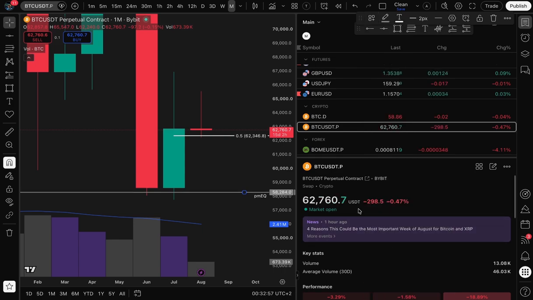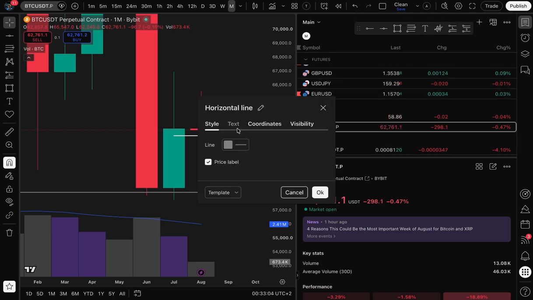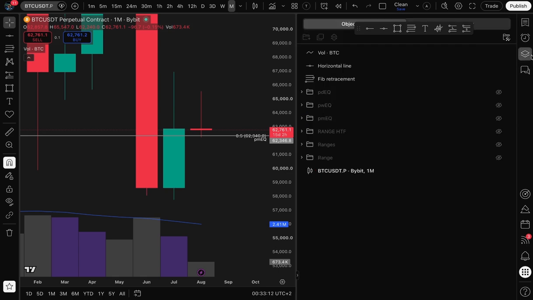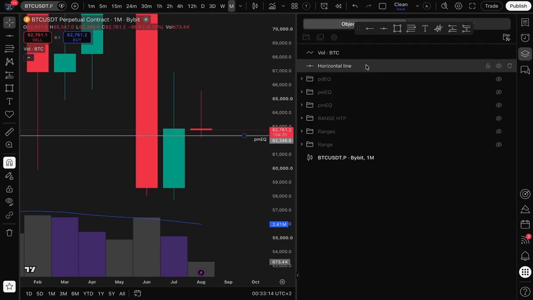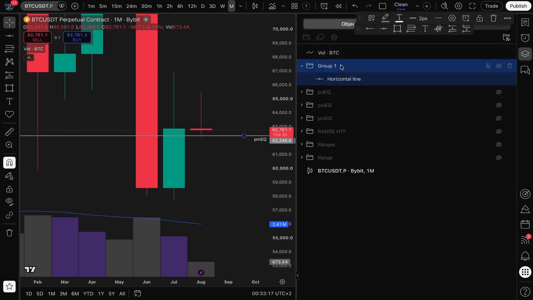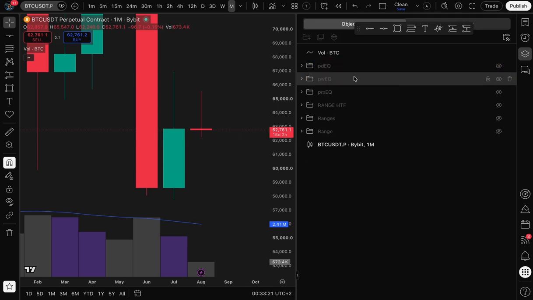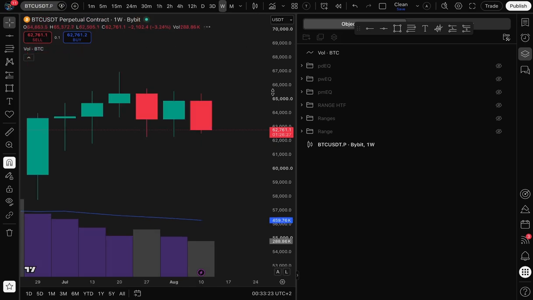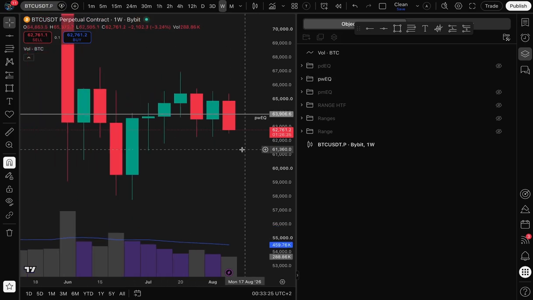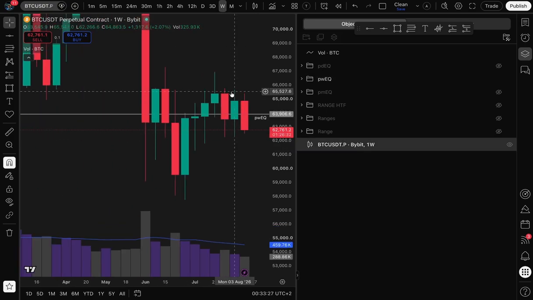So previous month I choose that. I have some different colors and so on, and that's 62,346.8, I think that was it. Yes. Then I go in here, I just remove the fib, and I go in here and make a group. I've already done this, so now you know how to do it. And to make the previous week, you just choose the week, and then again fib from this to this, and you get the level.